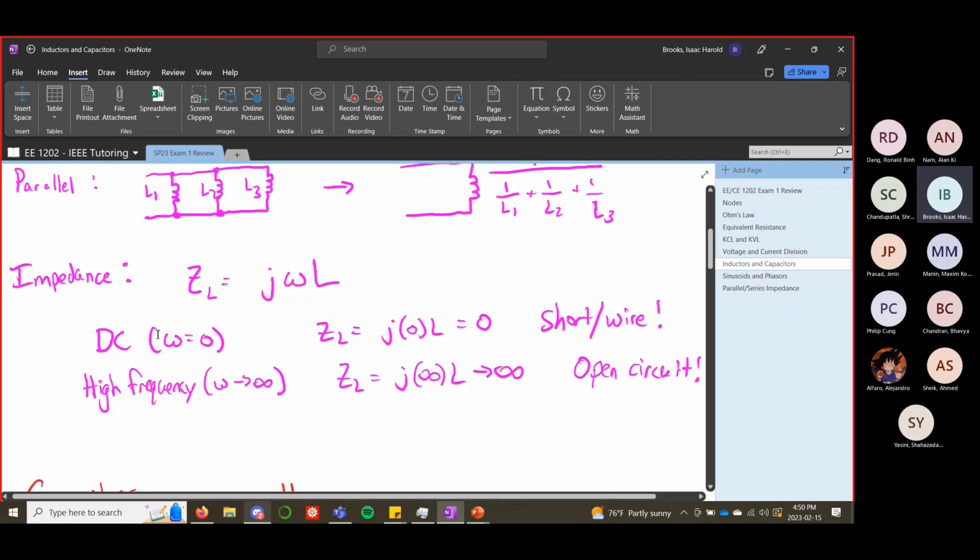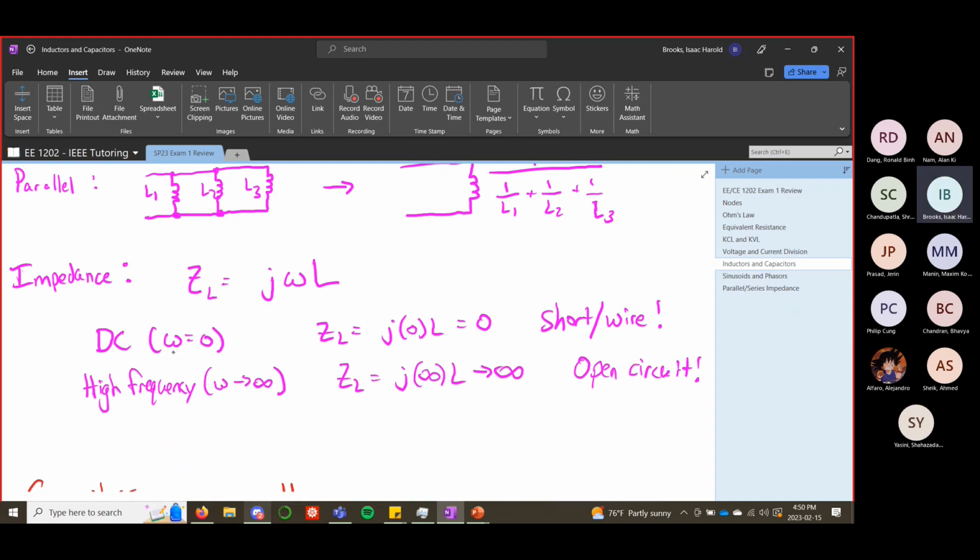But in DC, which is direct current, zero frequency, just a constant voltage level or constant current, omega is zero. Omega is the angular frequency, right? So in DC conditions, your angular frequency is zero. If we try to find the impedance of an inductor in DC conditions, we plug it into the formula: j times zero times L gives an impedance of zero. So in DC conditions, an inductor is just like a wire. You might have heard that before, right? Okay. In DC conditions, an inductor is like a wire.